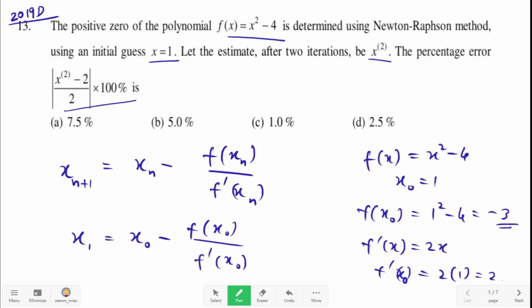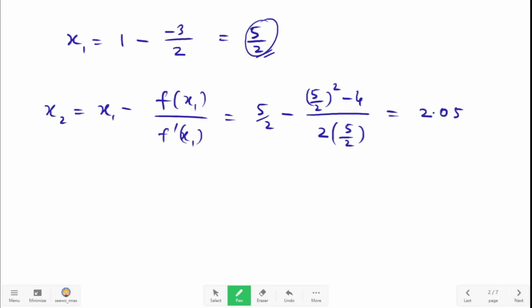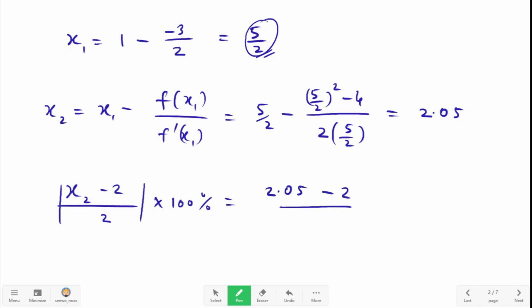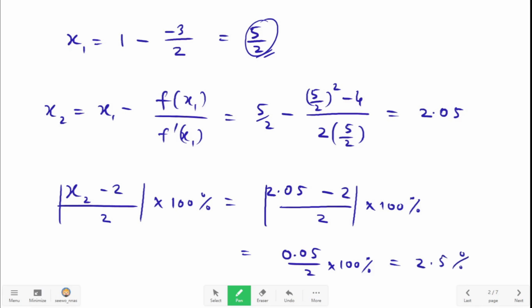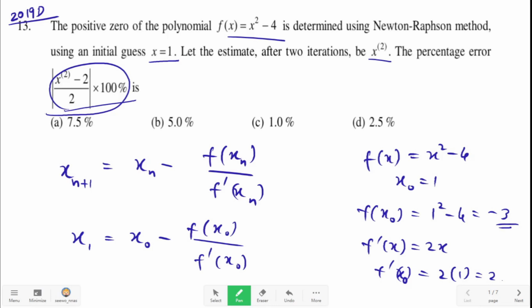Now we are interested in |(x2 − 2)/2| × 100%. So let's calculate this. |(x2 − 2)/2| × 100% is equal to |(2.05 − 2)/2| × 100%. This is equal to 0.05/2 times 100%, which is equal to 2.5%. Therefore the correct option here is option D.